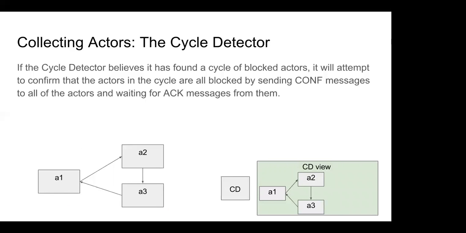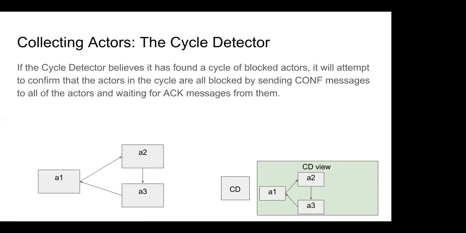If the cycle detector believes it has found a cycle in blocked actors, it will attempt to confirm that the actors in that cycle are all blocked by sending conf messages to all the actors and waiting for ack messages from them. So remember how we talked a little bit about cycles in reference counting and tracing.